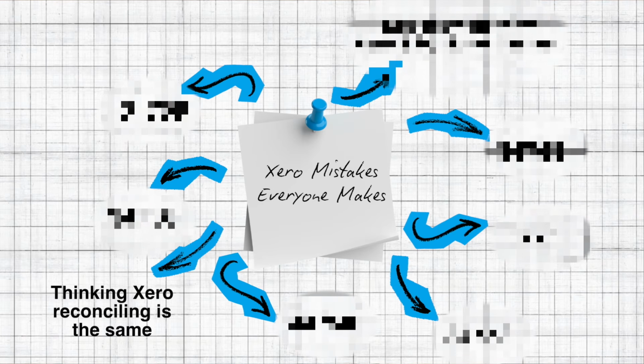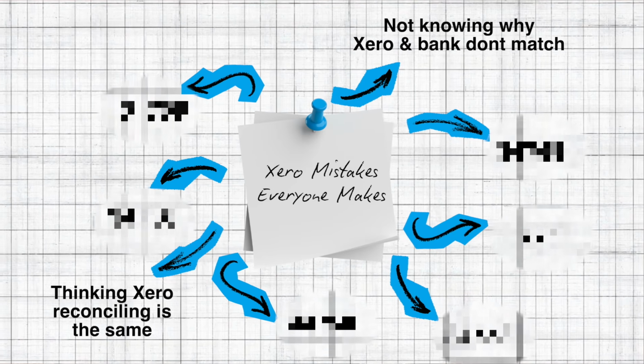The second mistake is not understanding why Xero and your bank balance don't match. This can happen because the bank feed, firstly, might be delayed. Secondly, manual transactions might have been entered. The third reason is because duplicates exist. It could be because reconciliations have been created without a matching line item, or deleted or unreconciled entries from previous periods have been counted.